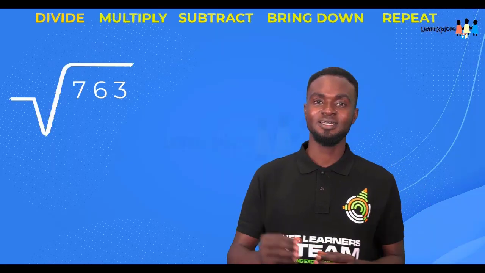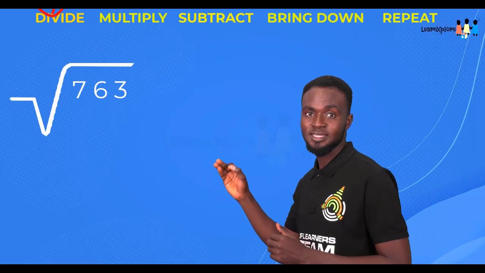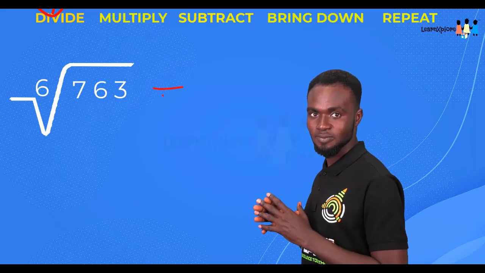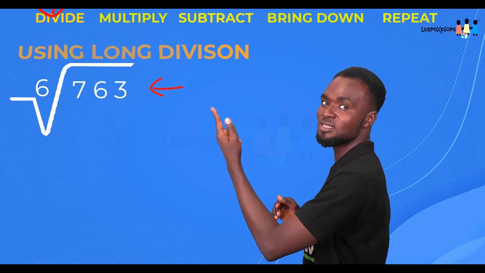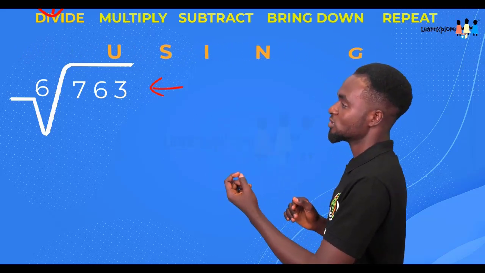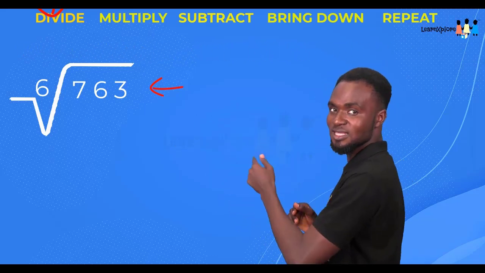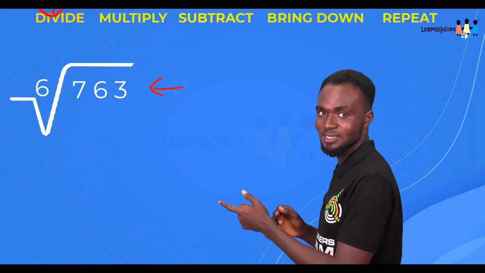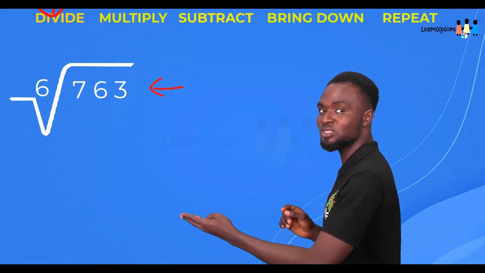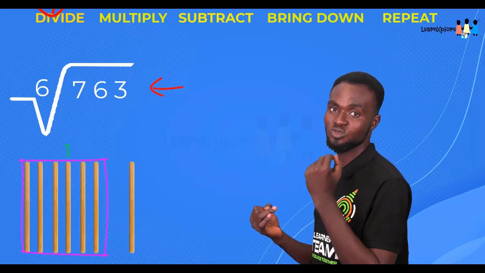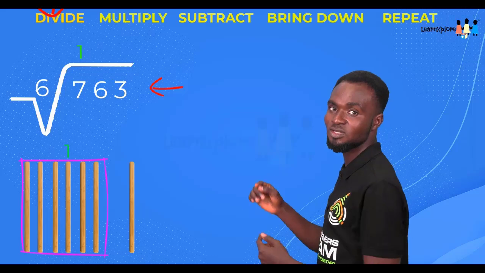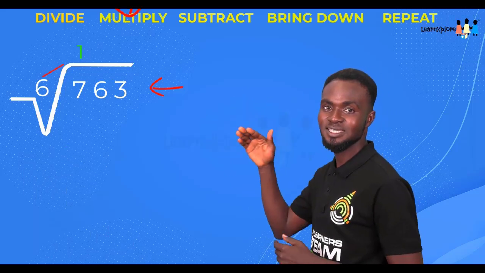Now we have 763 divided by 6. Long division. We'll put the number in the division bar and we'll put the divisor outside. So we have 7 divided by 6. How many times will 6 enter into 7? So we have 7 and then 6 just once and it will remain 1. So you put the 1 on top of 7. So you have 1 multiplied by 6 is 6.